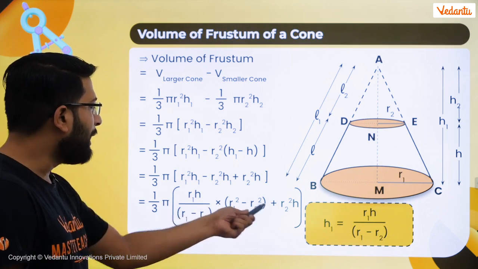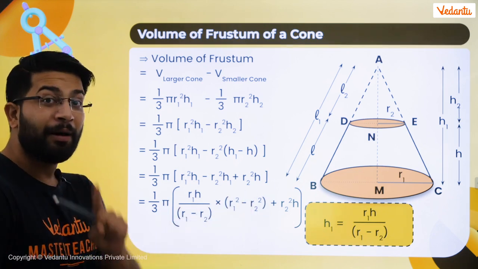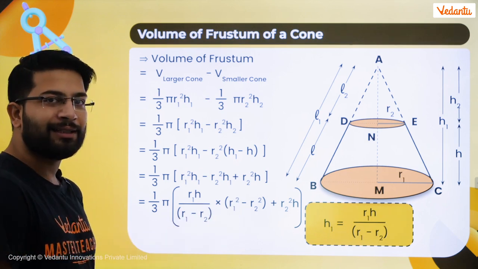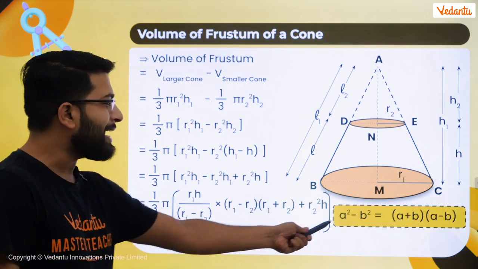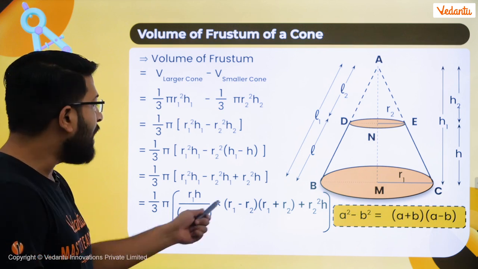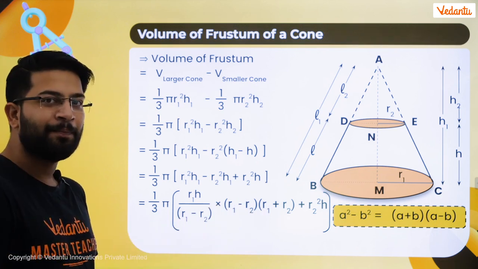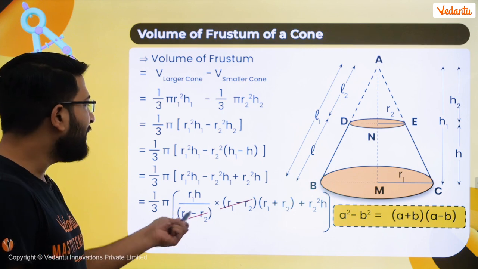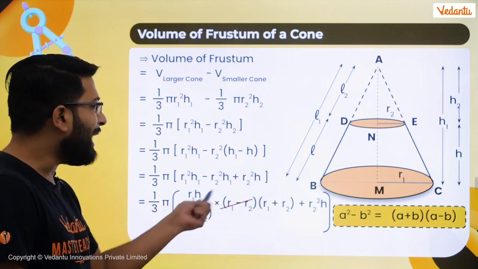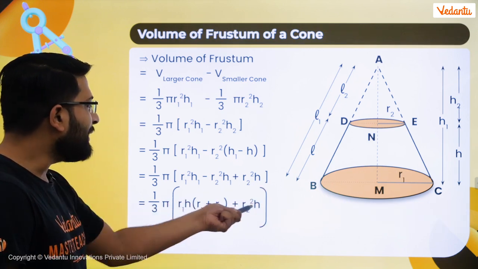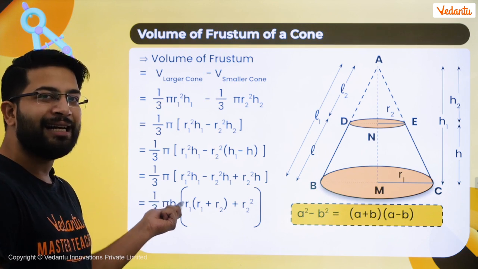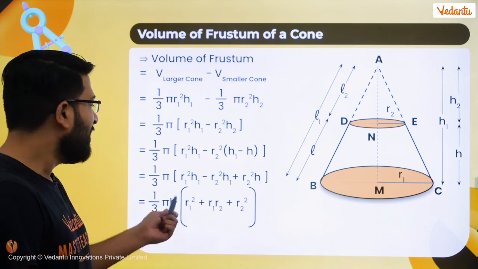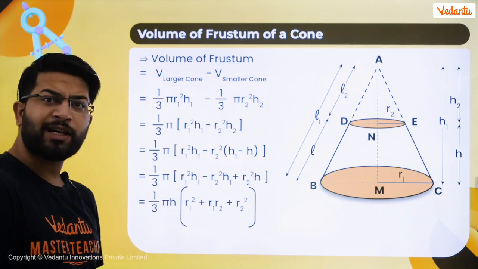Now from both the terms, we can take h common. But one more thing, look over here. If I factorize this, I can factorize it by the a square minus b square formula. After factorization, we will get 2 factors. So this factor will get cancelled out and we will be left with this only. And I can take h also common. So after taking h common, we will get a very simple formula. And this is our final formula for the volume of the frustum.